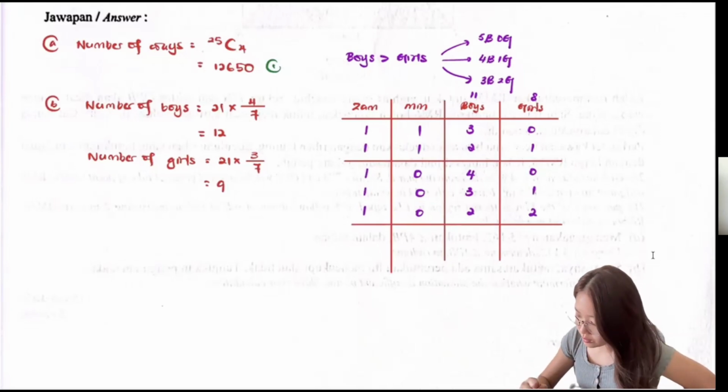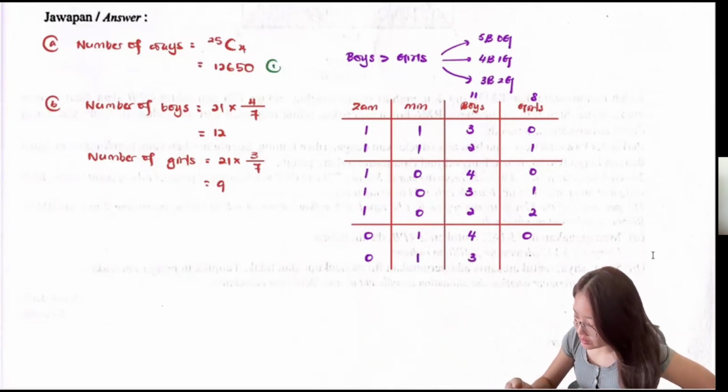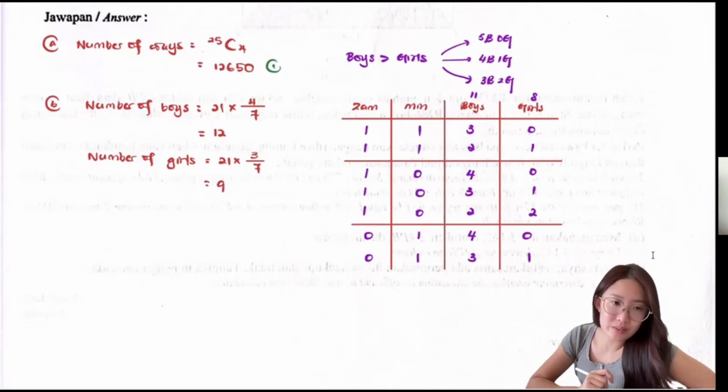Okay, then how about including Min, but not Zam? Okay, no Zam, Min. Okay, boys, I can have only 4 here, no other girls, to make it total 5. No Zam, only Min. If I take 3 boys, I need another girl. So these are the number of ways, guys.